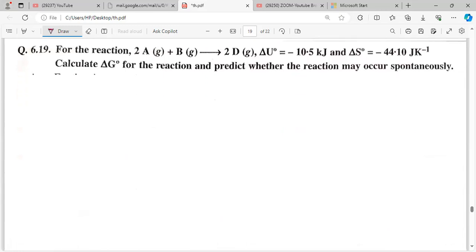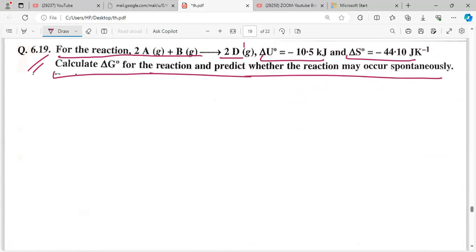Question number 19. For the reaction 2A plus B giving 2D, delta U is this one, delta S is this one. Calculate delta G naught for the reaction, predict whether the reaction will be spontaneous or non-spontaneous. So delta G is equal to minus 2.303 RT log Kc. No, this you cannot use, because it should be in the relation of H and S. Delta G naught is equal to delta H naught minus T delta S naught. The temperature they have given is standard temperature.